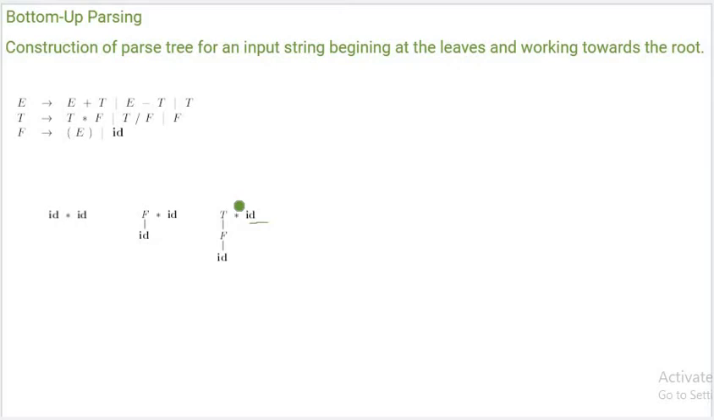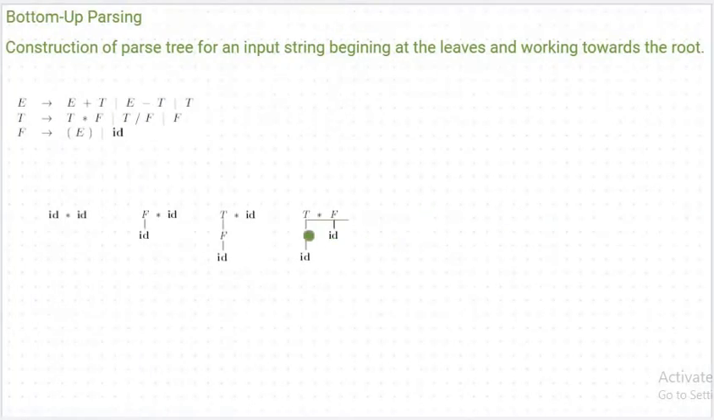So what we can do? We can replace the ID with F. We can reduce ID as F. That is what happens next. ID as F. Is it okay? Right? So next what we can do?